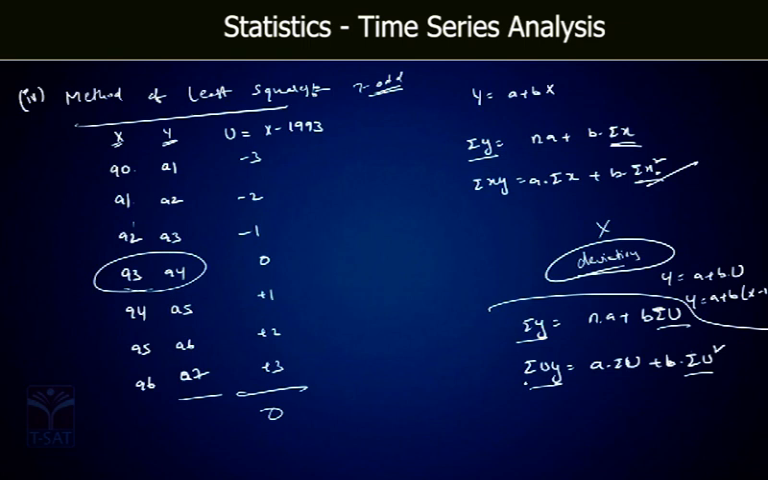Like this we will proceed in the method of least squares. u లాగా convert చేసుకుంటాం, u values వస్తాయి. So then it is very easy to calculate. Directly substitute all the values, find out all the values, summation y, summation u, summation uy, summation u square. Directly find all the values and substitute in these two equations and get a, b values, and substitute these a, b values in this equation, y is equal to a plus b into x minus 1993.